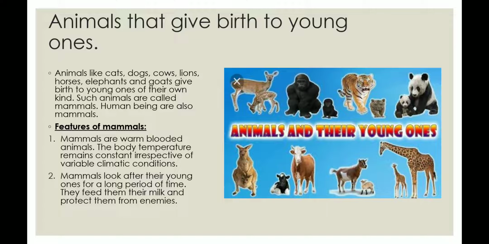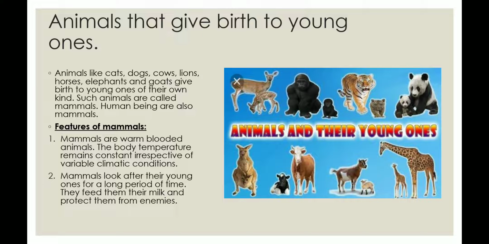Now number two, mammals look after their young ones for a long period of time. They feed them their milk and protect them from enemies. So mammals, after they have given birth to their young ones, they look after their babies, and then they feed their babies for a long period of time till the baby is able to take care of themselves. They take care of their young ones so that their babies will be able to grow well and till they are able to take care of themselves.